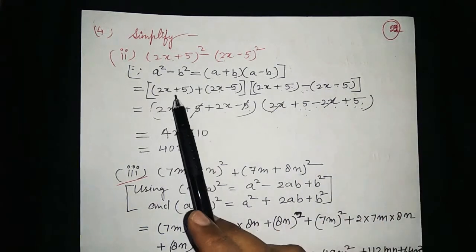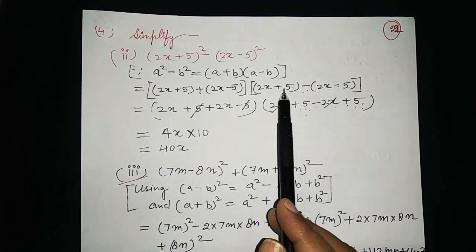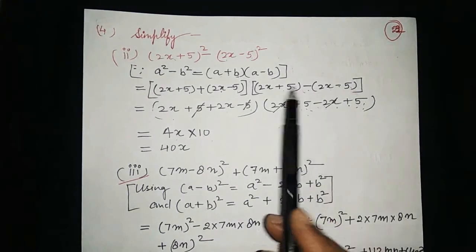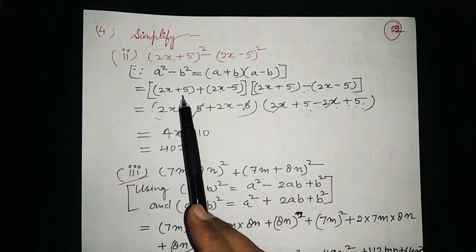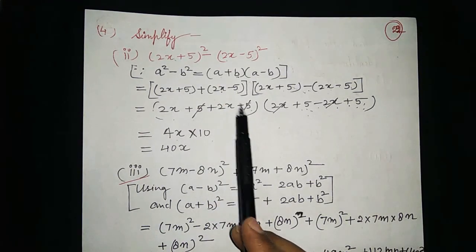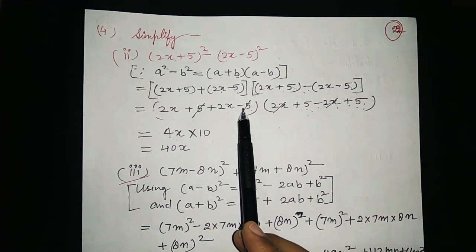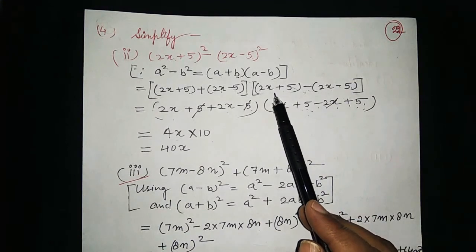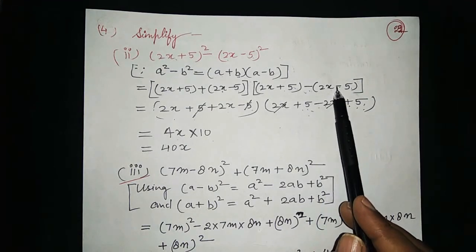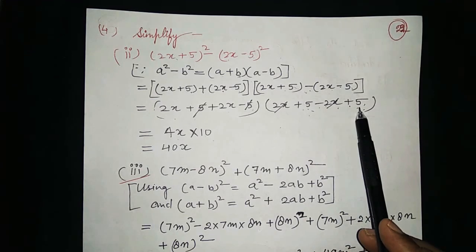Now the step is (2x + 5 + 2x - 5) into (2x + 5 - 2x - 5). Now we'll open the bracket. Here 2x + 5 we will write, plus we will put, then 2x - 5 will come here because this plus and this minus we multiply and we get minus only. Now here 2x + 5 - 2x we will write, and here minus we multiply and we get plus, and this 5 we write.